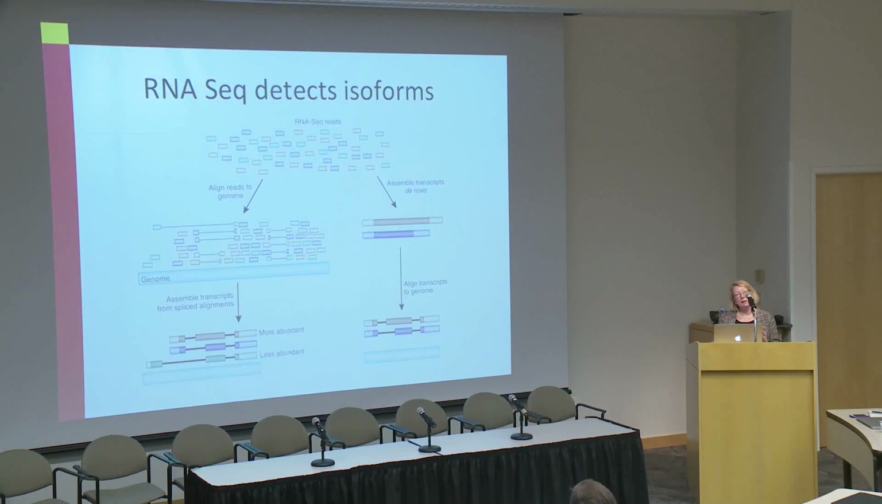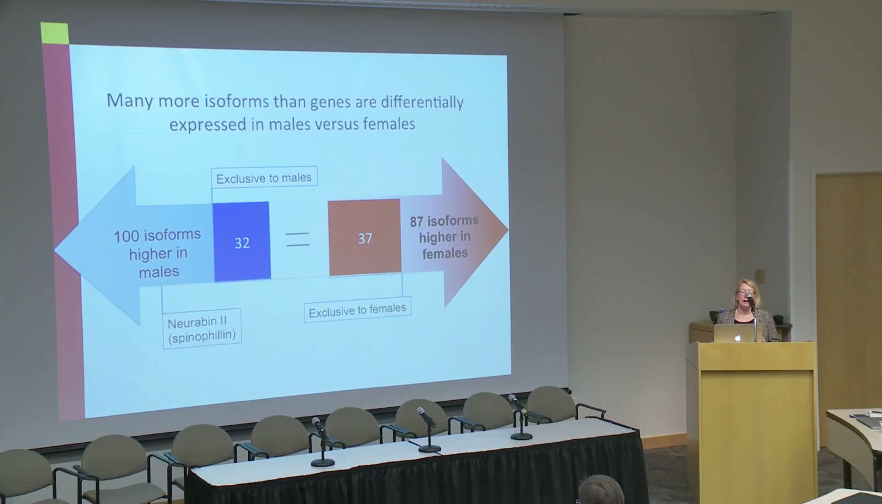The great thing about RNA-seq, though, is that it detects isoforms. There's been very little attention paid to the notion of different splice variants or different promoter usage in males and females. And when we looked here, we found there were many more isoforms than genes that were differentially expressed in males versus females. 132 were higher in males and 32 were exclusive, and then about 124 were higher in females and 37 were exclusive to females, which we didn't see with any of the genes. There was nothing that was exclusive. One of the things that did show up was spinophilin, which is neurabin-2, which is interesting, that that's our most consistent sex difference and that it's a splice variant.